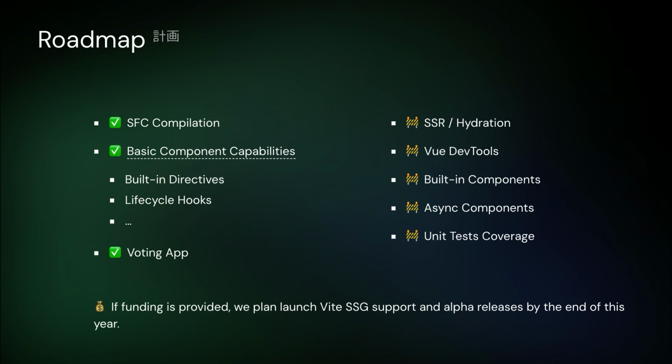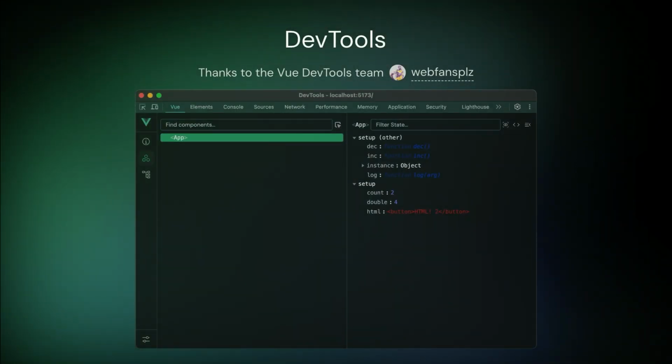Our roadmap depends on securing enough funding and sponsorship for Vue Vapor. If we receive enough support, we plan to launch with SSG support and alpha releases by the end of this year. As I mentioned, Vapor has partial support for Vue DevTools, and big thanks to the Vue DevTools team for making that possible.